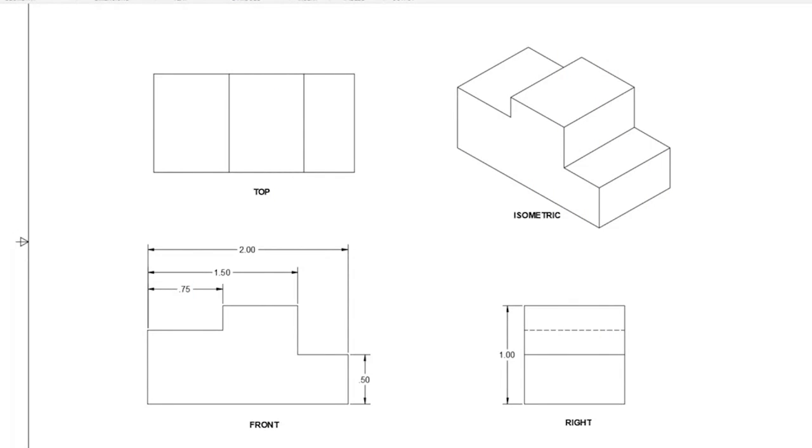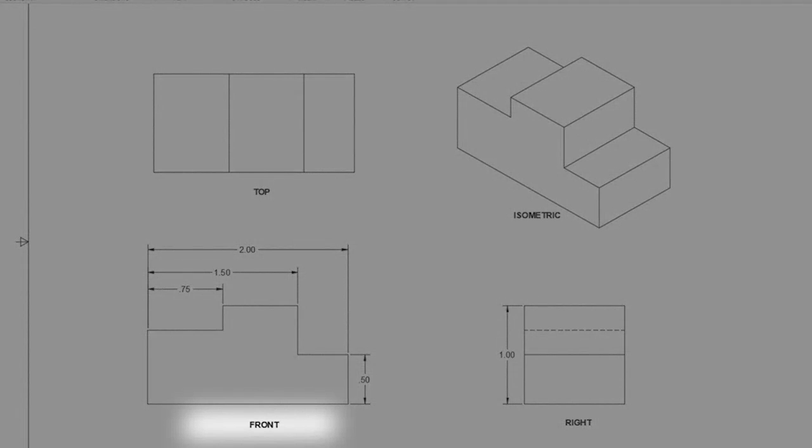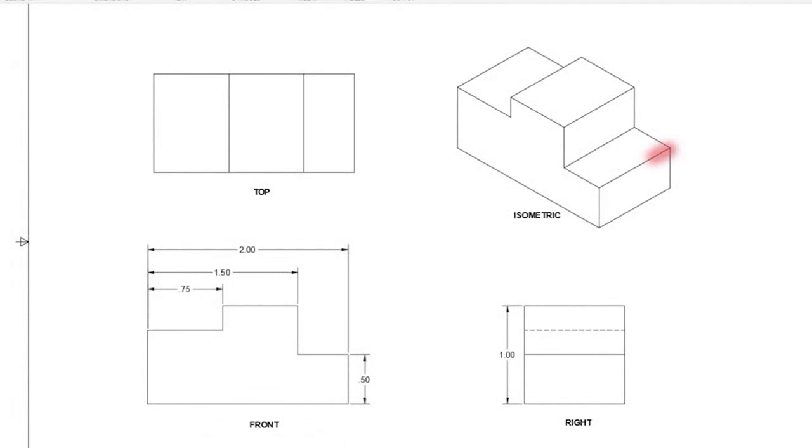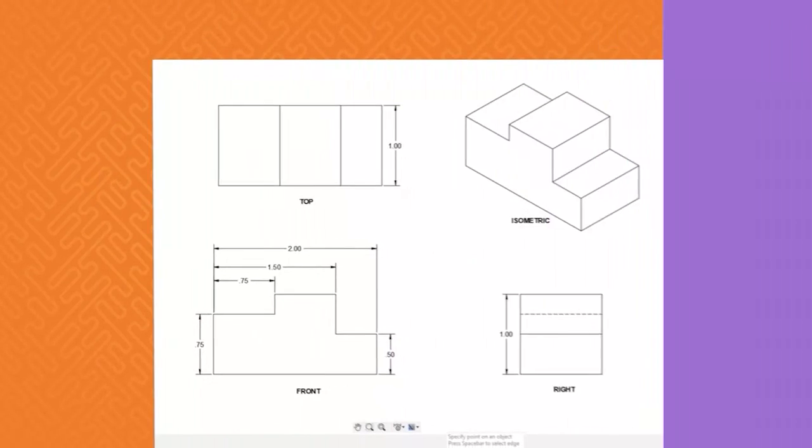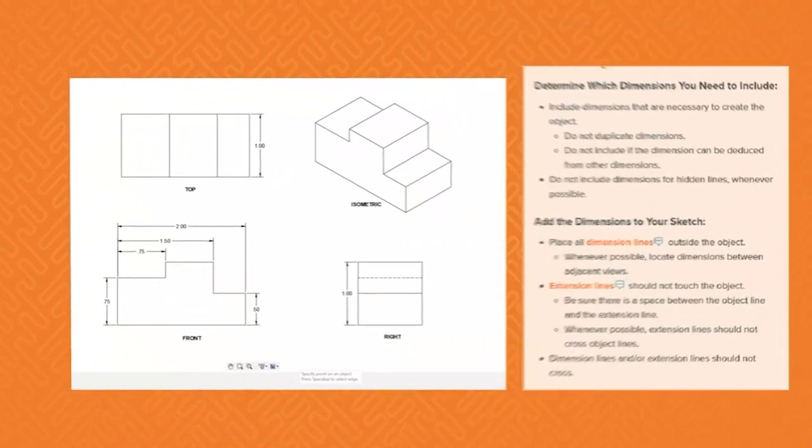We have added all the dimensions that describe the features shown in the front view. The only dimension that's left is the object's depth. This dimension is visible in both the top and right views. You can choose either one. I will go ahead and add it here between the top and isometric views. The dimensioning of this object is now complete.